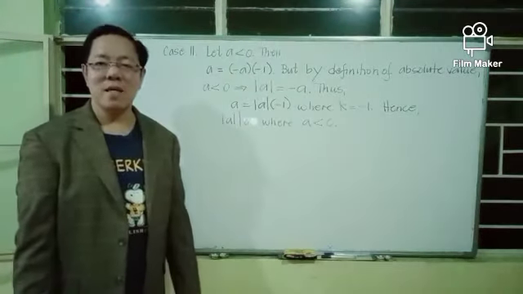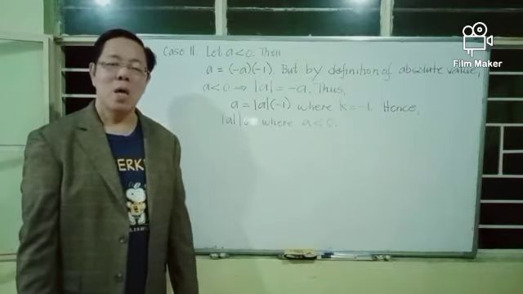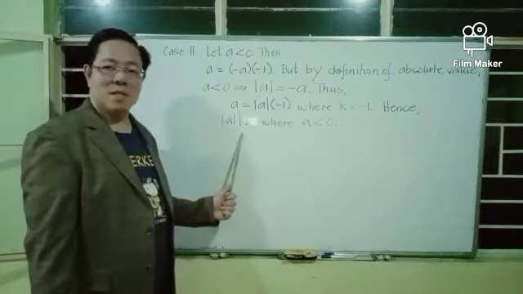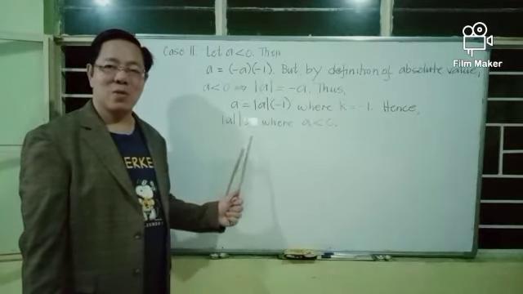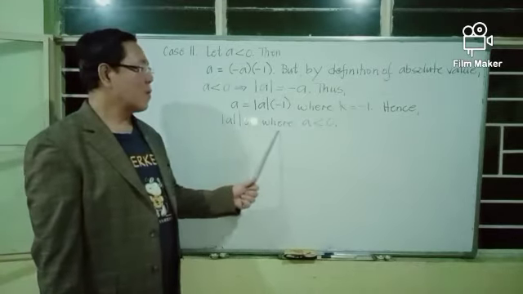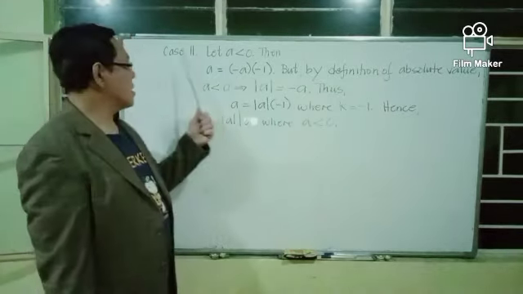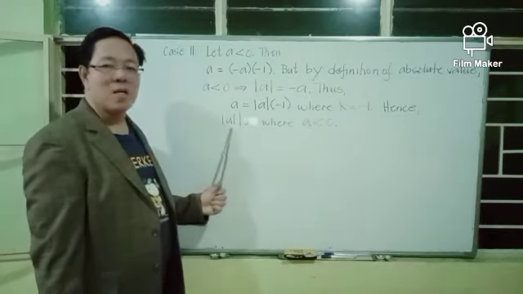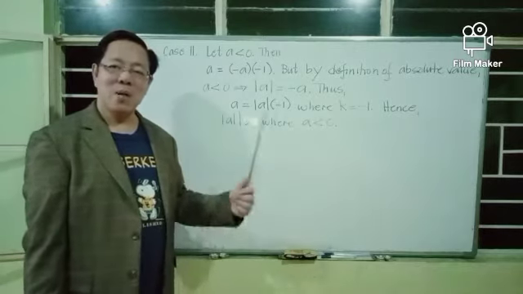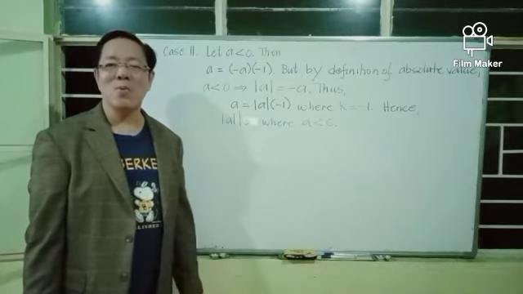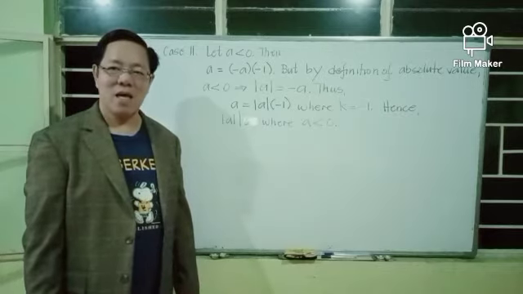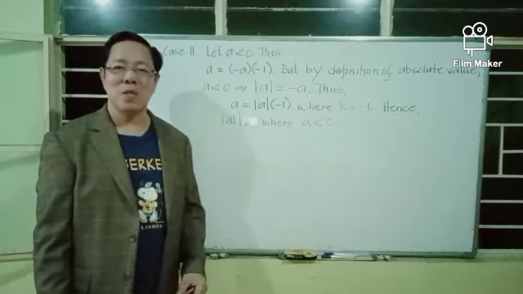Now, we combine the results in cases 1 and 2, and we simply say that the absolute value of a divides a if a is not equal to 0. In case 1, we have shown that the absolute value of a divides a where a is greater than 0. In case 2, we have shown that the absolute value of a divides a where a is less than 0. And combining the results in cases 1 and 2, we conclude that the absolute value of a actually divides a if a is not equal to 0.